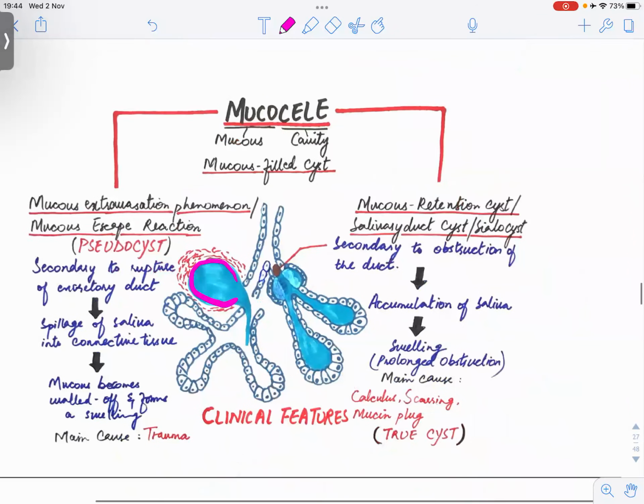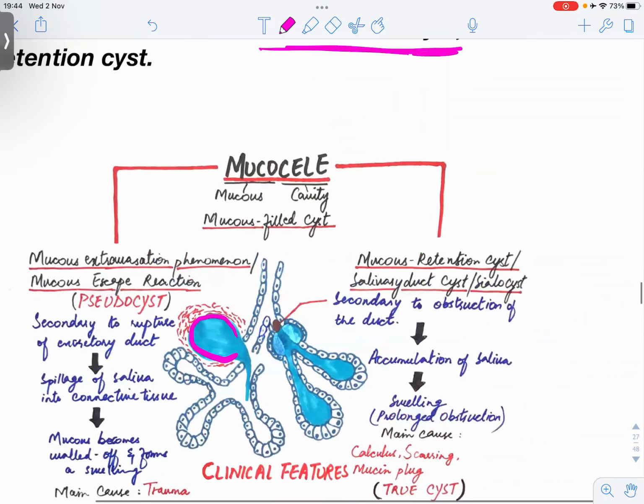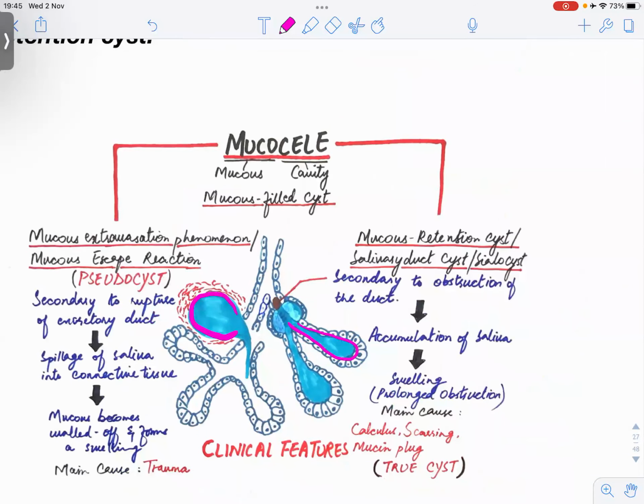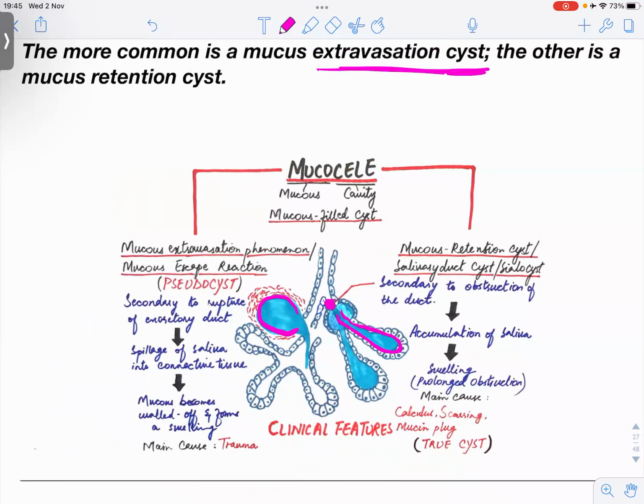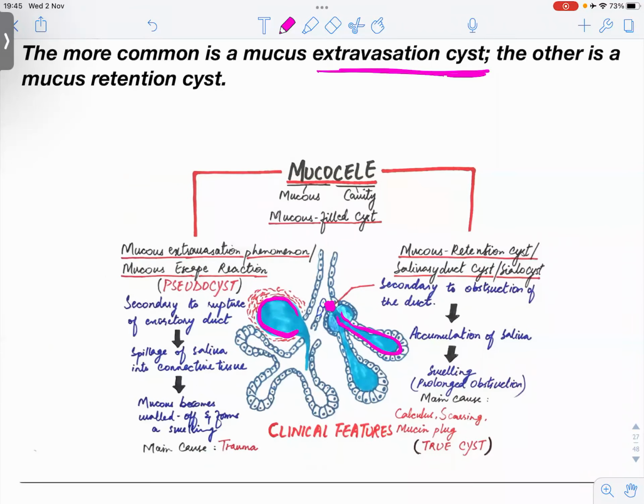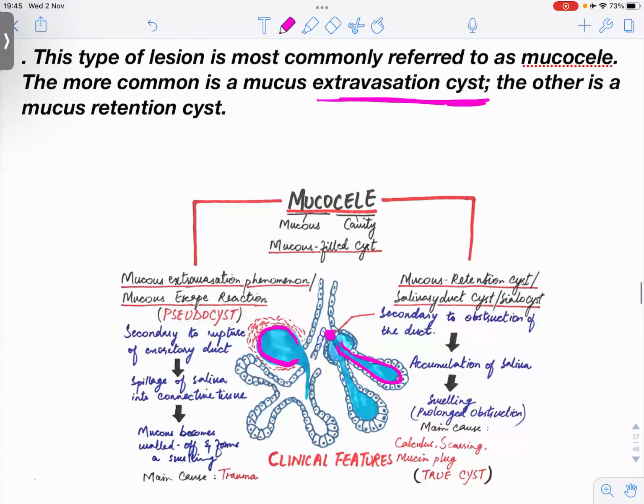And the second type is when the mucus is trapped inside the mucus gland. Why? Maybe because it's secondary to some obstruction inside the salivary gland, in the duct here. So there's some obstruction, then the mucus will accumulate inside the mucus gland. So accumulation of saliva will form swelling of the mucus gland, and this type is called mucus retention cyst.